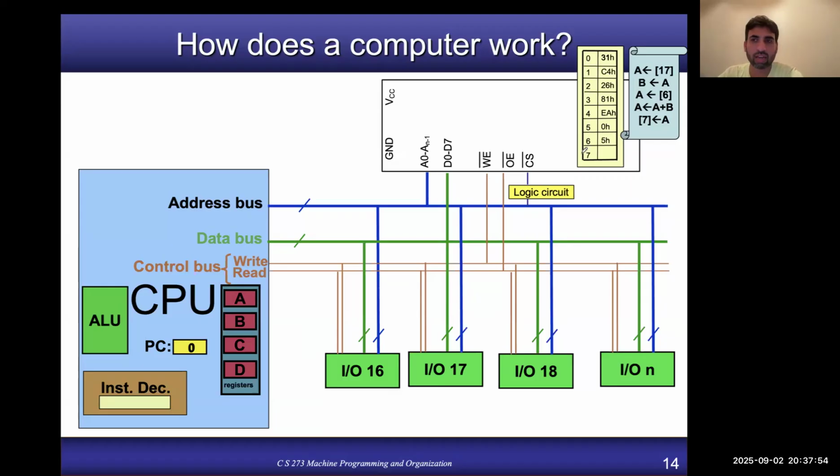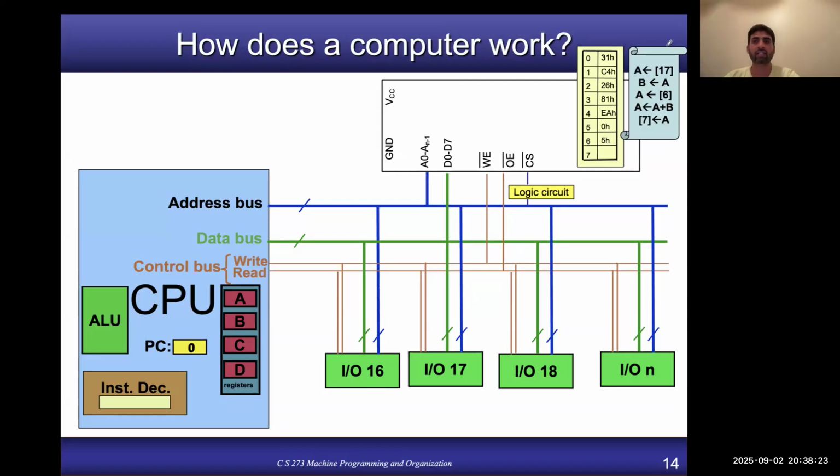Let's say you have this program: put 17 A. Basically, you are saying read data from the memory at location 17 and put it in register A. Then put the data in register B. Then read the data from memory location at address 6 and put it in A. Then add A and B and put the result back in A. And then put the value of register A into the memory at address 7.